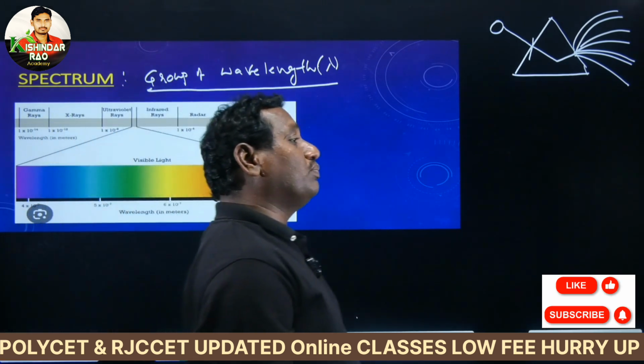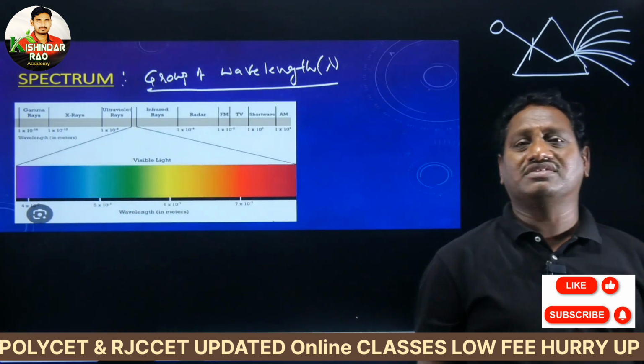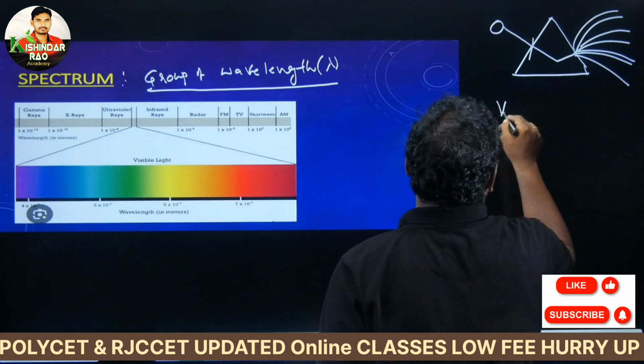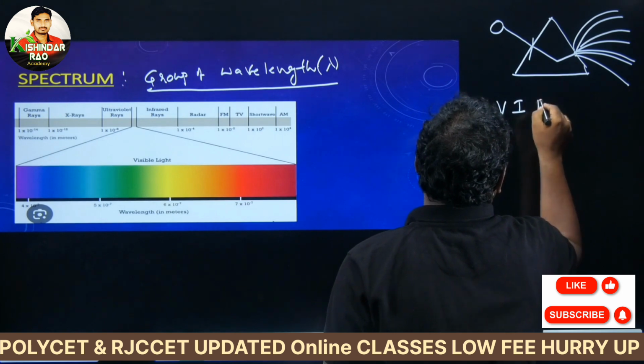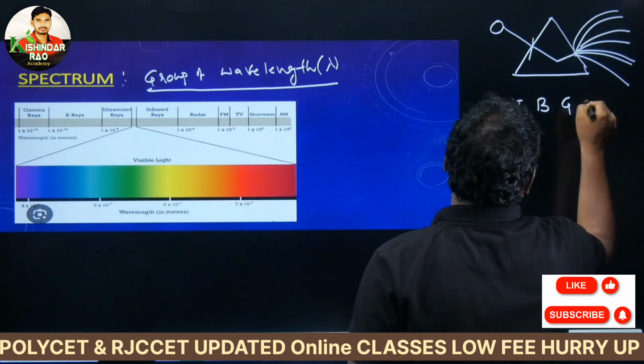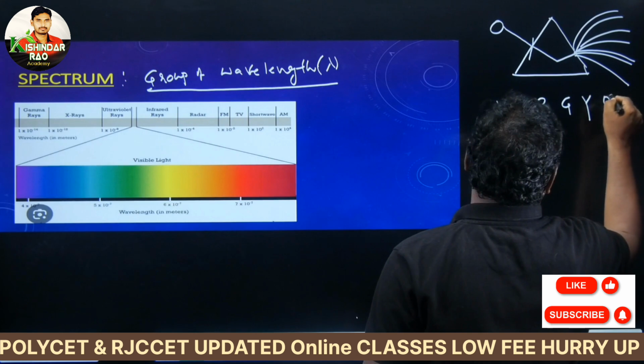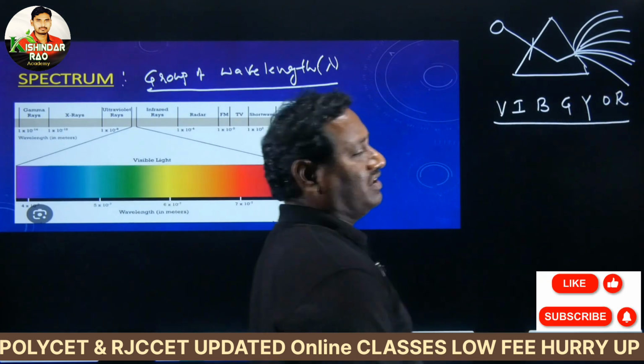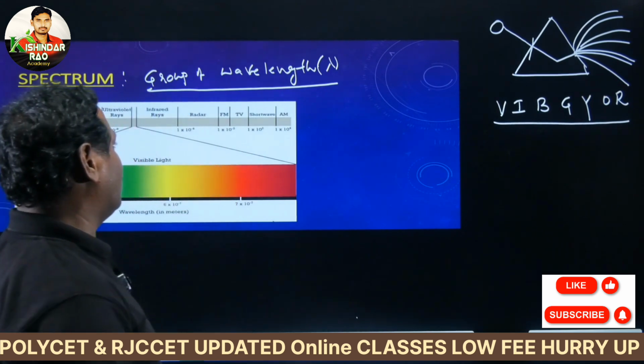Spectrum means a group of wavelengths or a group of colors. Now in this, the colors are violet, indigo, blue, green, yellow, orange, red. How many colors are there? 7 colors are there. The 7 colors band is called the spectrum.